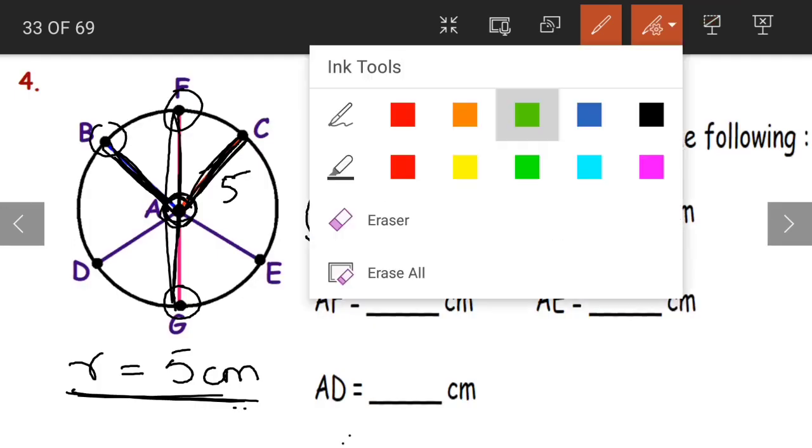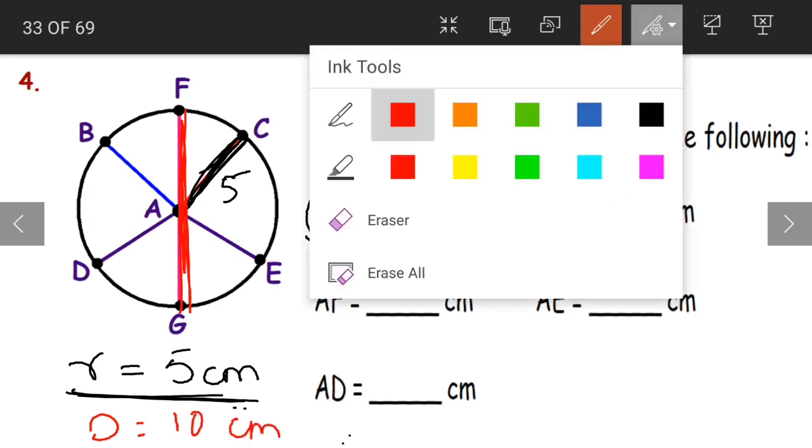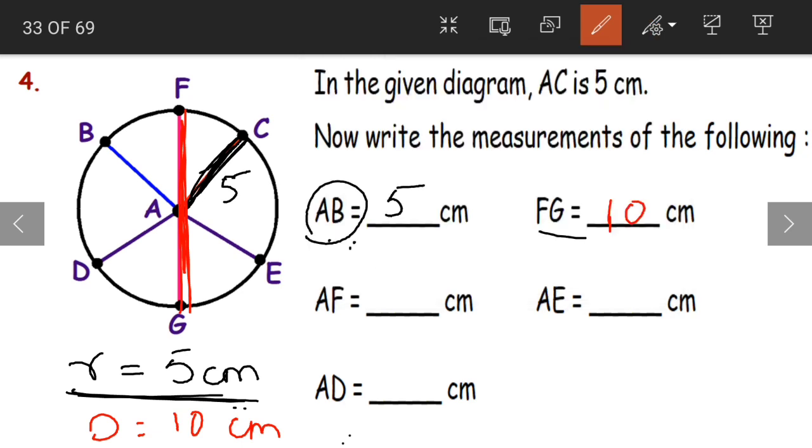So why are we finding out the diameter here? Because we are finding out the measure of FG. FG is nothing but the diameter. So diameter is equal to 10 centimeters. FG is equal to 10 centimeters. Next, what do we have? The next one, AF. So from A till F. Again, is AF a radius or the diameter? It is radius. Yes. So again, radius is equal to 5 centimeters.